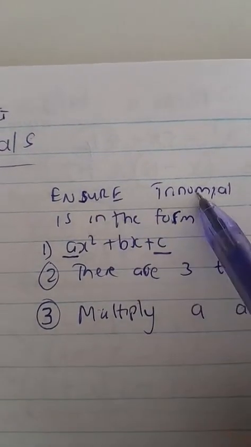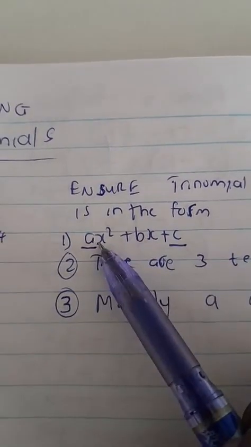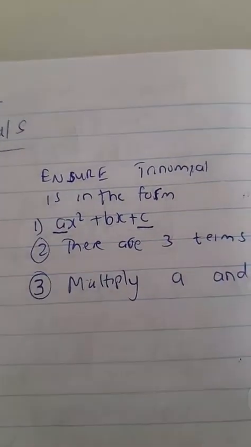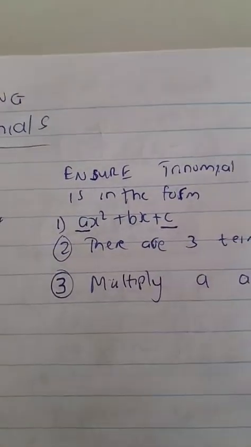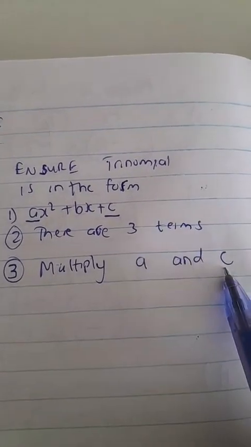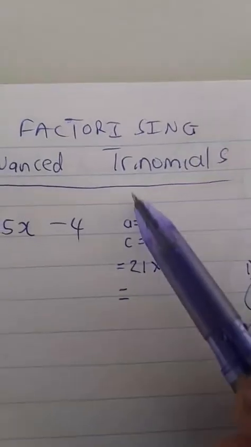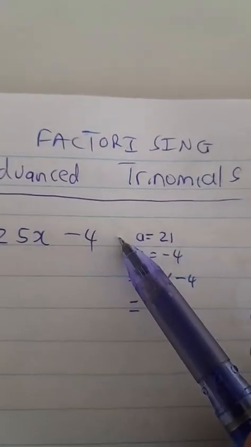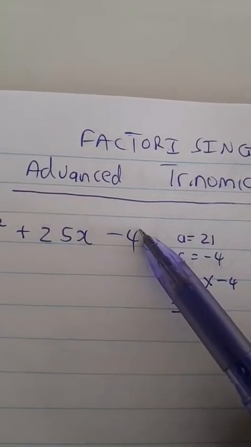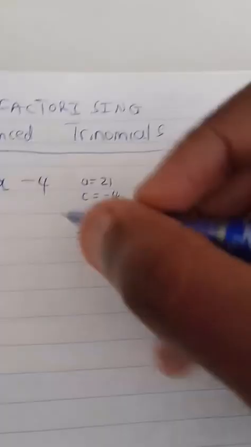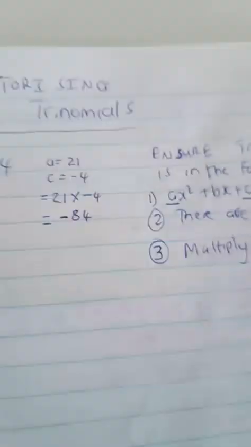So we must ensure that the trinomial is in the form ax squared plus bx plus c. Then two, there are 3 terms. That they are. Then number 3, we multiply A and C. A is 21. C is negative 4. So 21 times negative 4, you guys said, is negative 84.